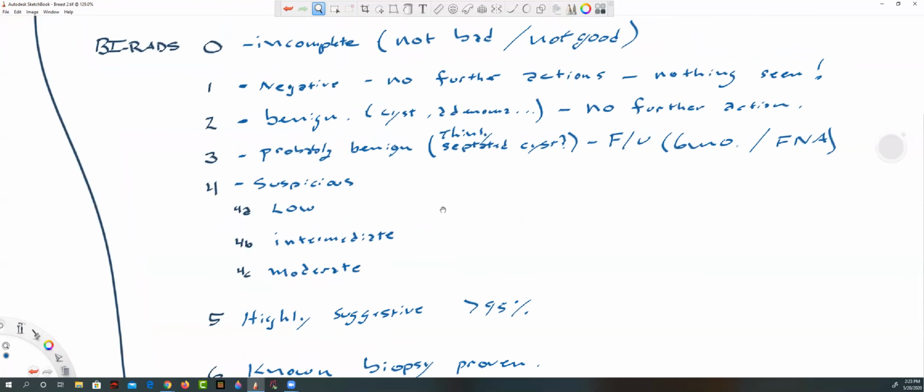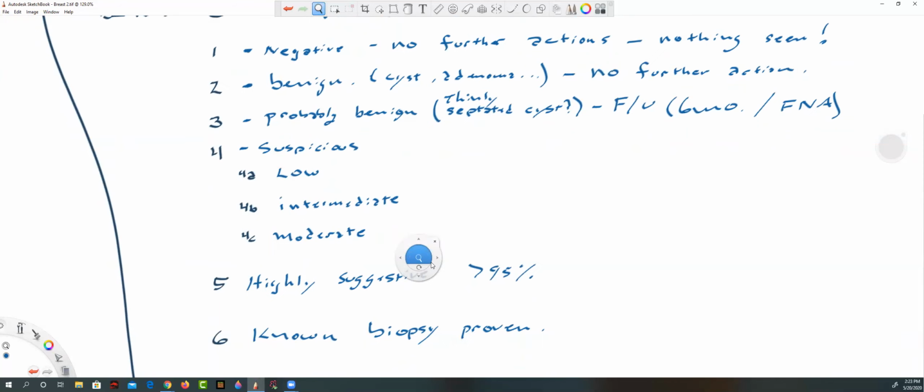So 0 incomplete, not bad, not good, just not complete. 1 negative, absolutely negative. It's a simple cyst. Obviously it's an adenoma, or just let the patient go. God dang it, I did it again. Negative, nothing seen.